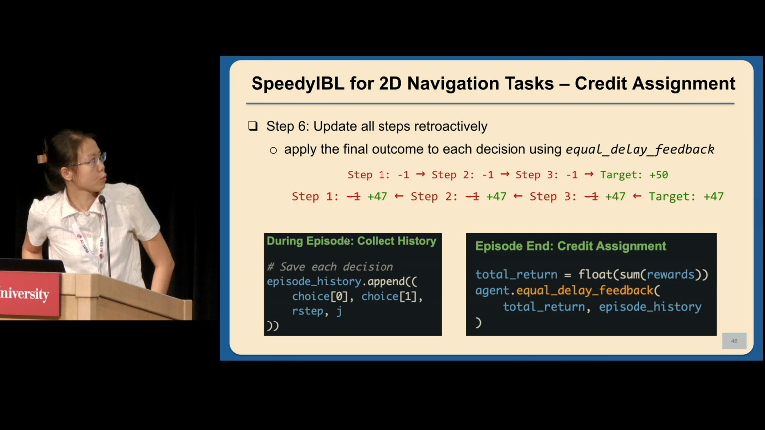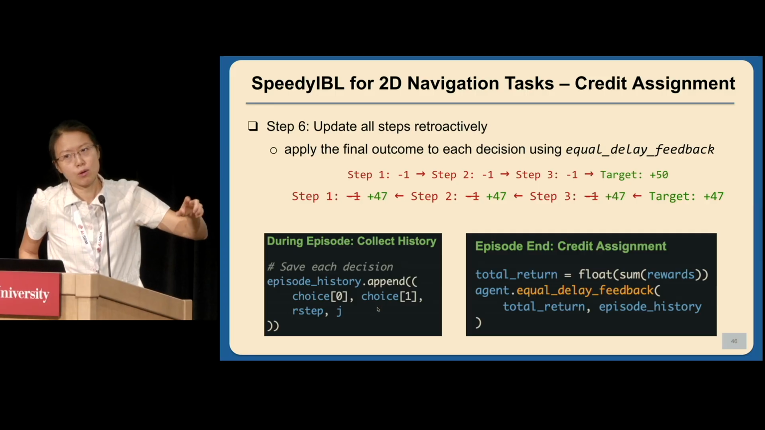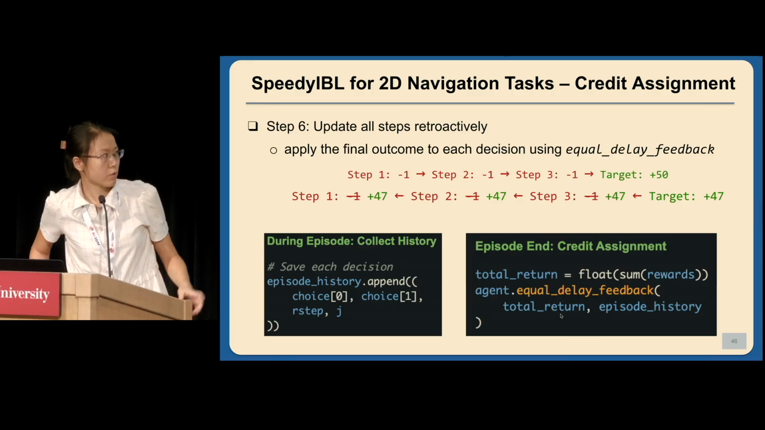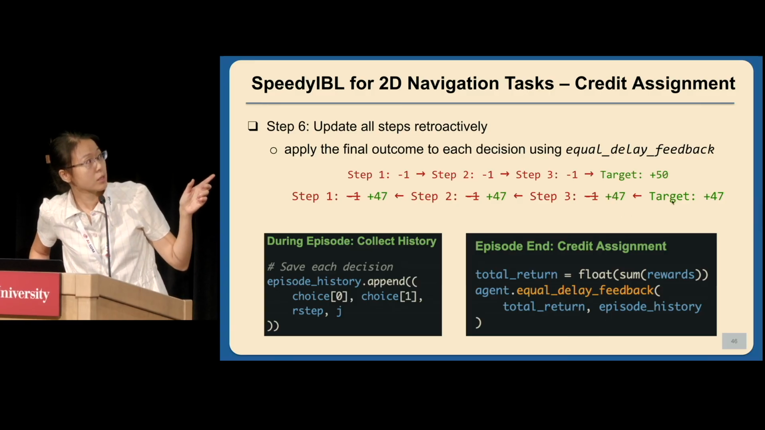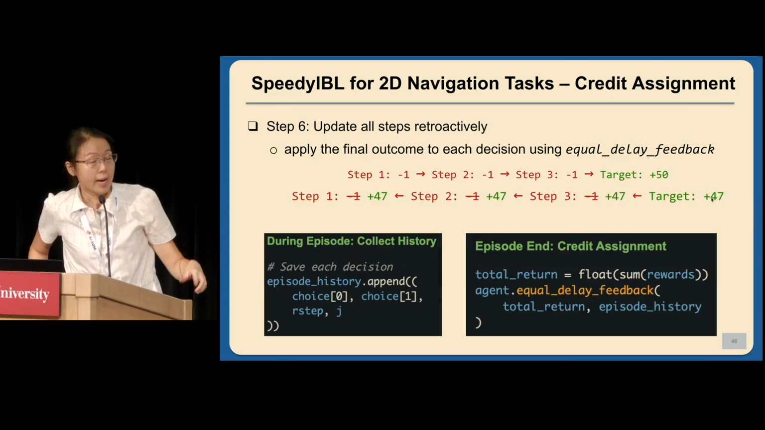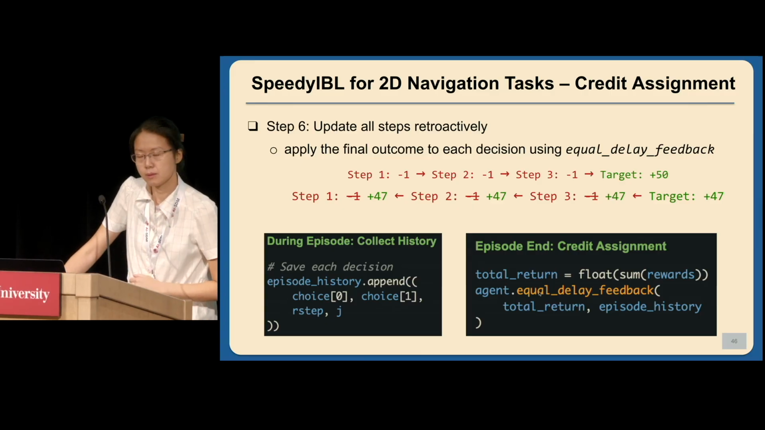To do that, we first collect all the steps that the agent takes. For example, you recall all the past choices, the history, and then you call the function equal delay feedback, for what we call the total return. The total return is the value, and then you also add the cost along the way, and the episode history, which is all the previous steps.